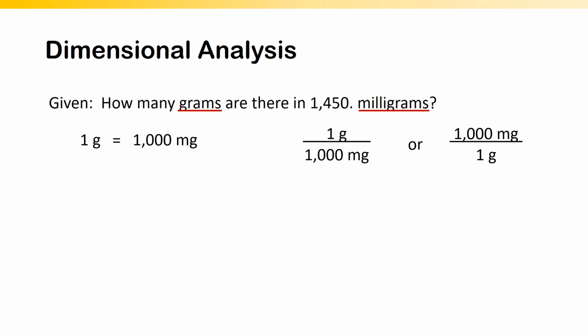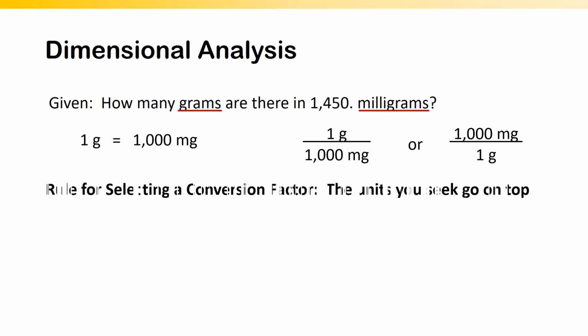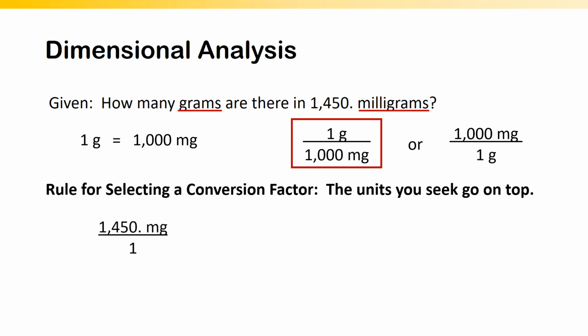Which brings us to step number 3, which is to use the rule that states the units you seek go on top. And as we seek our answer to be in grams, this will be the conversion factor that we're going to choose: 1 gram over 1,000 milligrams. So let's write our equation starting with our given. We're going to write it as a fraction, which is 1,450 milligrams over 1. And then we're going to multiply it by our conversion factor, which is 1 gram over 1,000 milligrams.